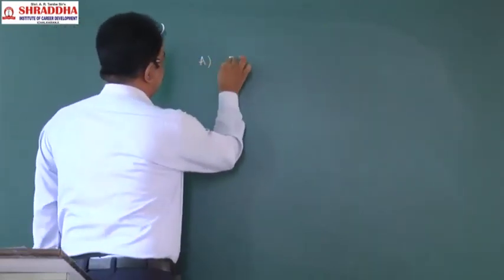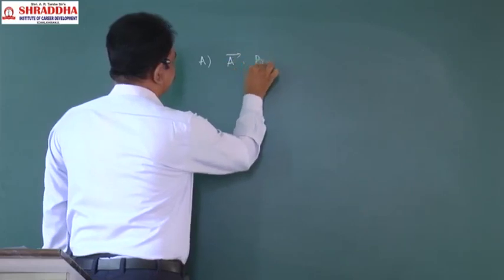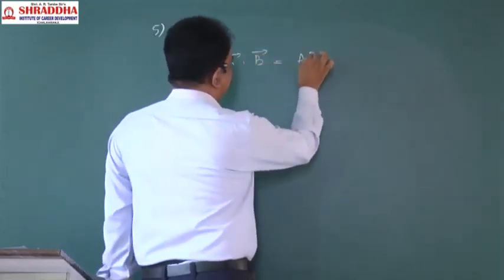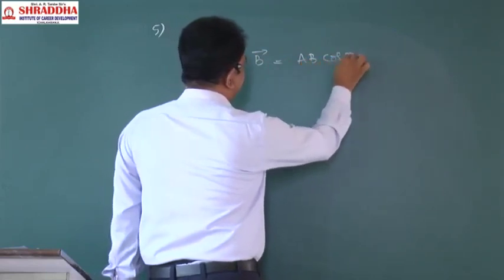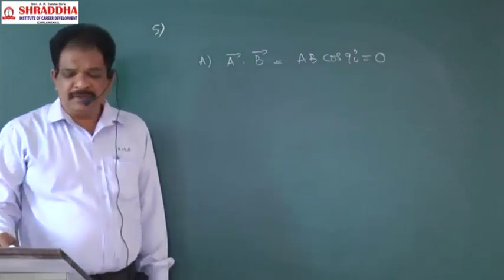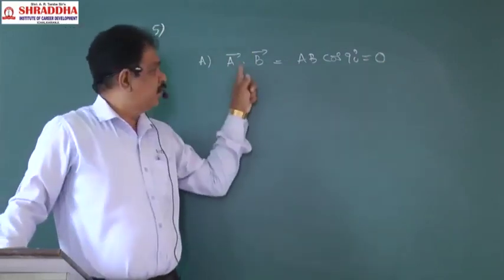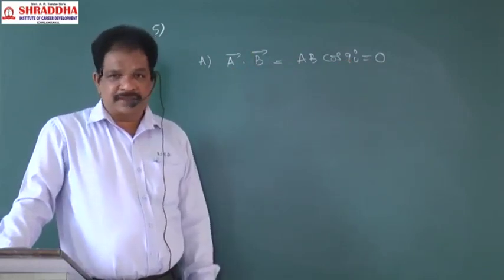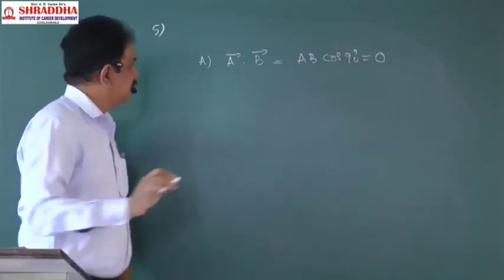A bar dot B bar, this value is AB cos 90. This value will be 0. But they gave A bar dot B bar is equal to 1 in the first option. So first option is wrong.